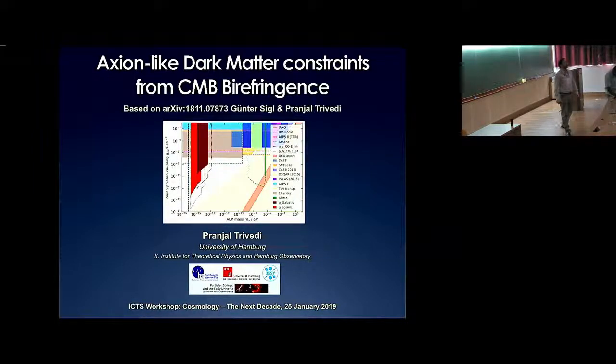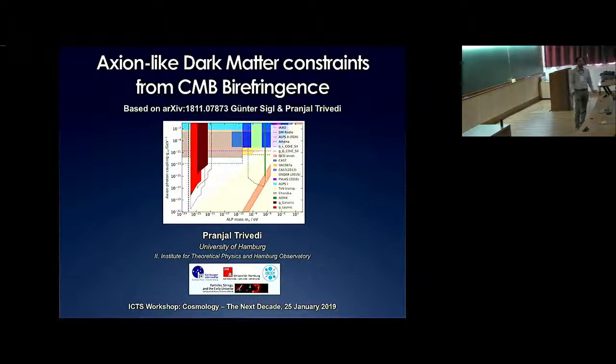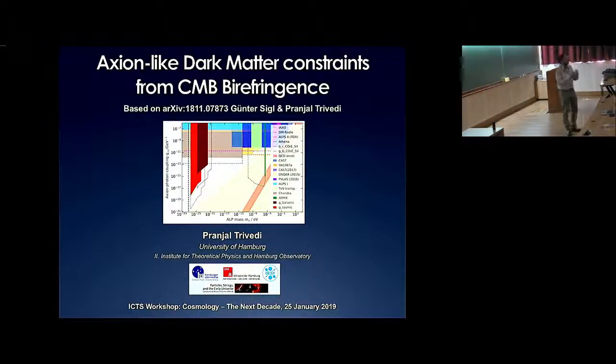Hello, are you able to hear me? Okay. In the beginning, a big thank you to all the organizers for the workshop and the opportunity to share with you some recent work that I've done on axion-like dark matter and how it can be constrained using CMB birefringence. Birefringence, yeah, it's a bit of a long word. It basically means the rotation of the polarization of the CMB. This is work that I've done recently with Gunter Ziegel, and we did this work in Hamburg.